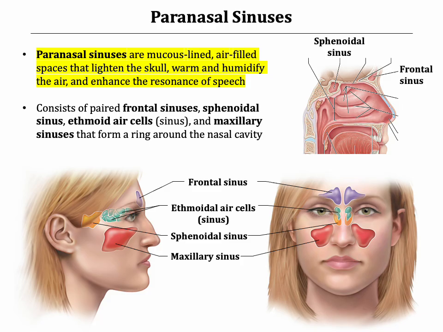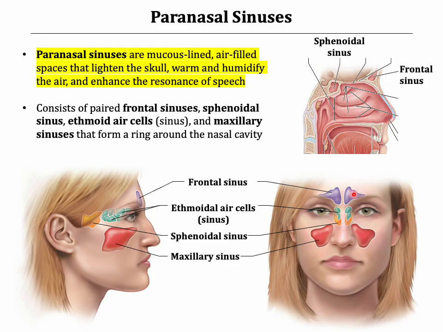Paranasal sinuses are associated with our nasal cavity as well. These are mucus-lined, air-filled spaces that really help to lighten the skull, warm and humidify the air, and enhance the resonance of our speech. And just as the name implies, they're paranasal sinuses, to the side of the nasal cavity. They're like extensions of the nasal cavity, serving very similar functions.